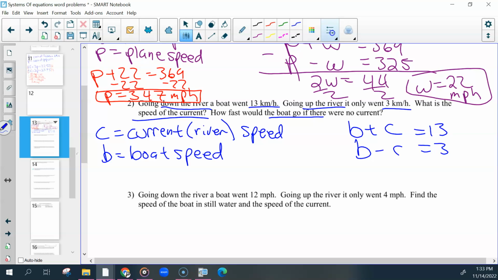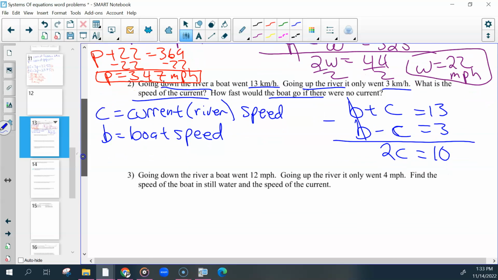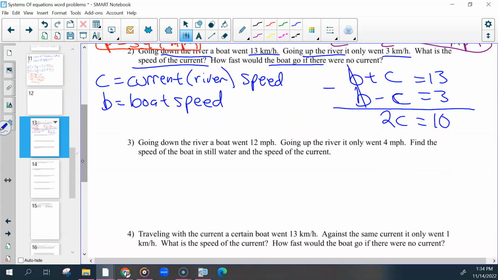Okay, and then let's say we are getting rid of B. We would, again, subtract. B's would cancel. C minus a negative C would make 2C. 13 minus 3 would be 10. And then if we divide, be careful with your labels. Some are miles per hour, some are kilometers per hour, some might be something else.